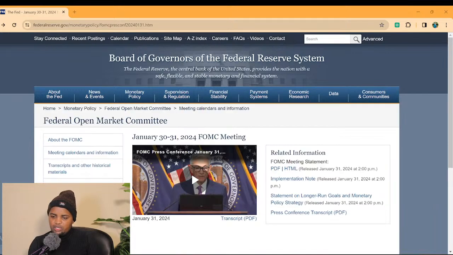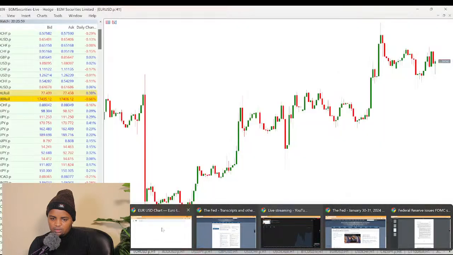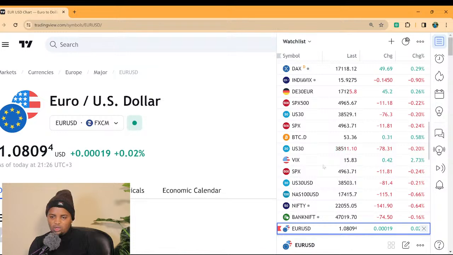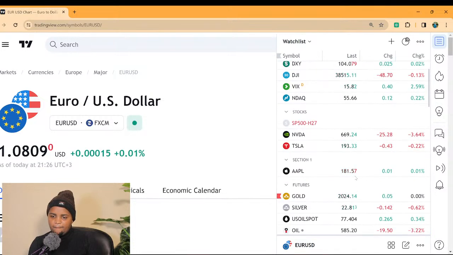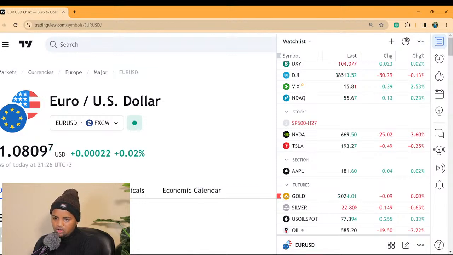Meanwhile, let's just see how the market is doing. Gold is trading at 2024. We'll give it around 30 minutes just to see how the market is going to be performing.